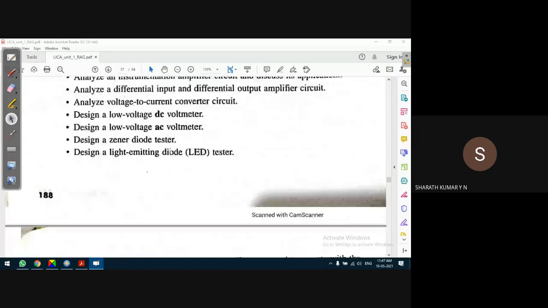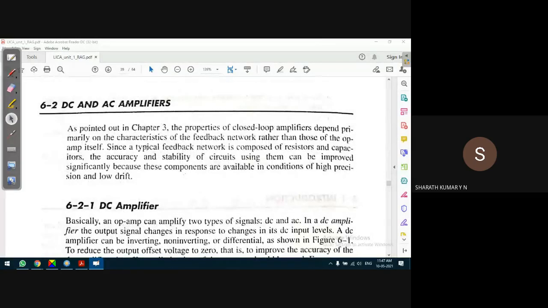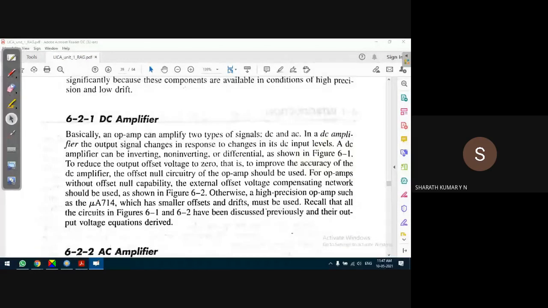General linear applications. In these applications, first we'll discuss DC. Last week, before lockdown, we had discussed the DC amplifier from David Abel. But I'll go through this, because we discussed almost one chapter in David Abel, but here only this much is given. Let me highlight the important points when it comes to DC input.